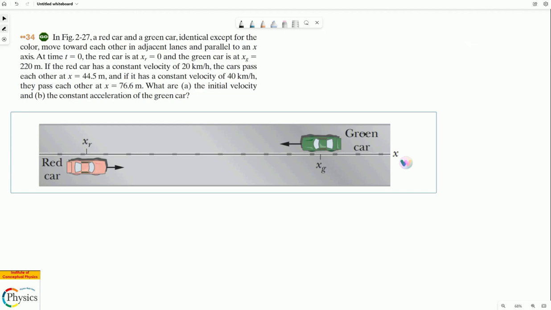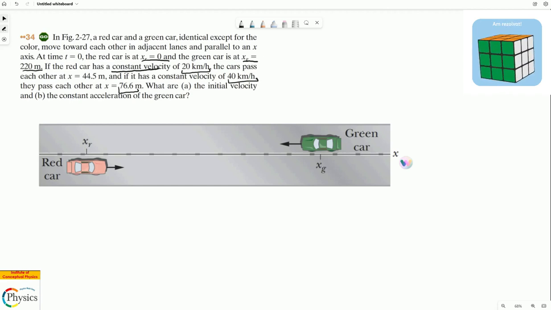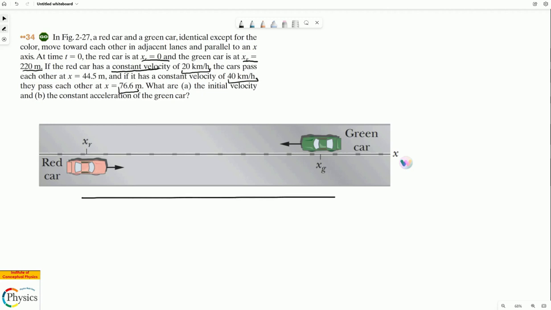So let's read the question and discuss what's happening. There are two cars you can see. One is the red car and the other is a green car. This is the starting point. Let me just draw the diagram. These questions are very typical in the examination. If the red car is driving at the speed of 20 kilometers per hour, it's a constant speed. The meeting point is 44.5 meters, and the total distance when they start is 220 meters, right?